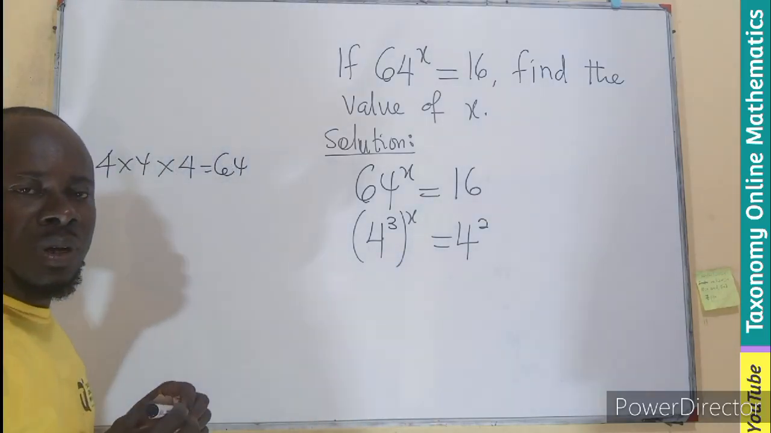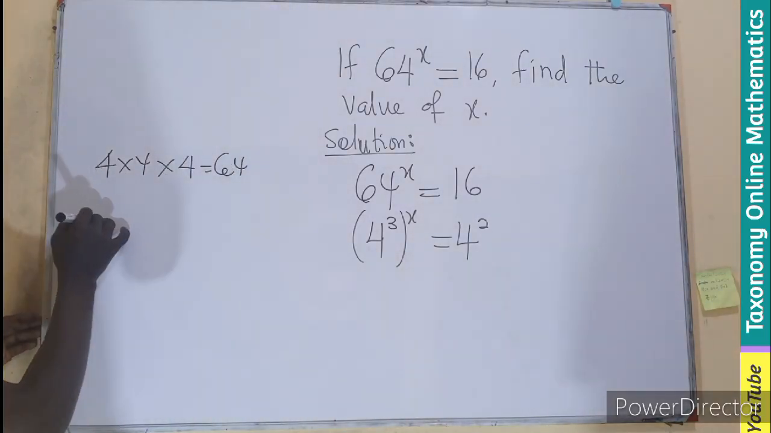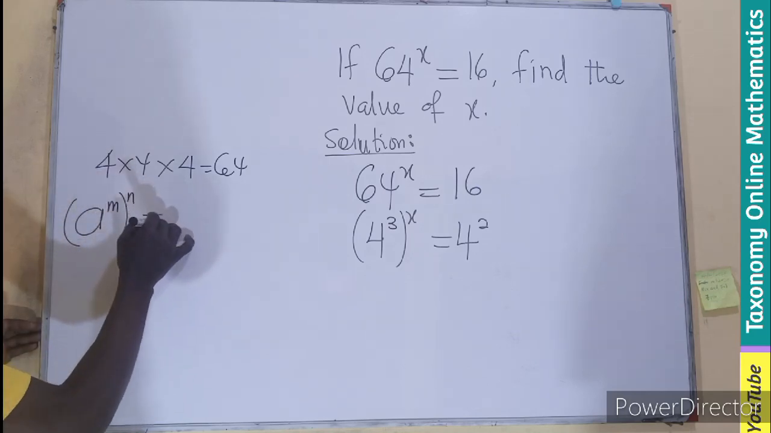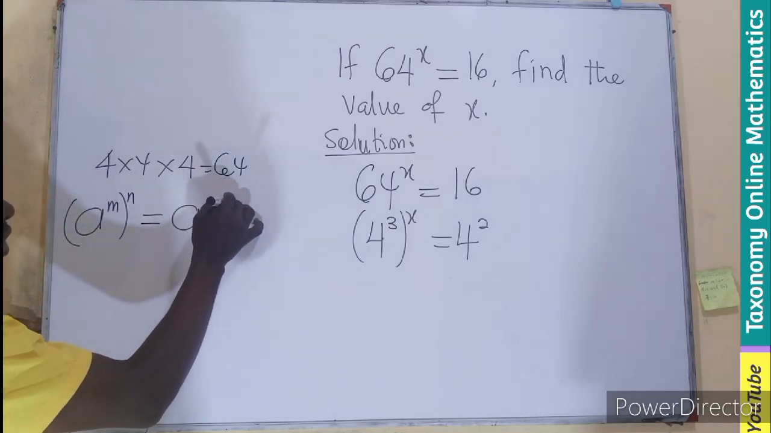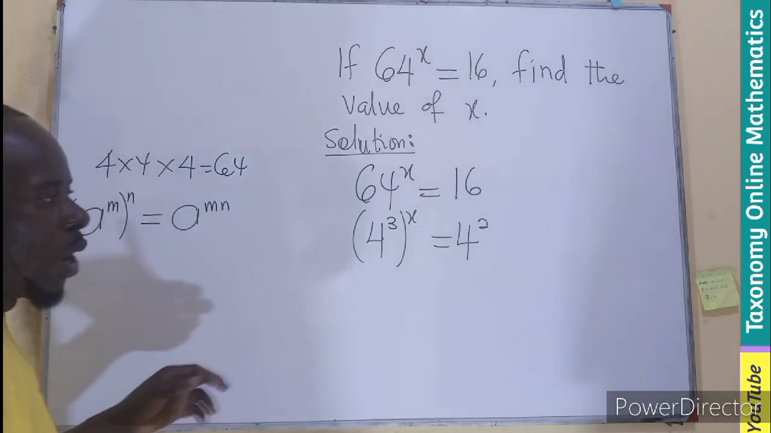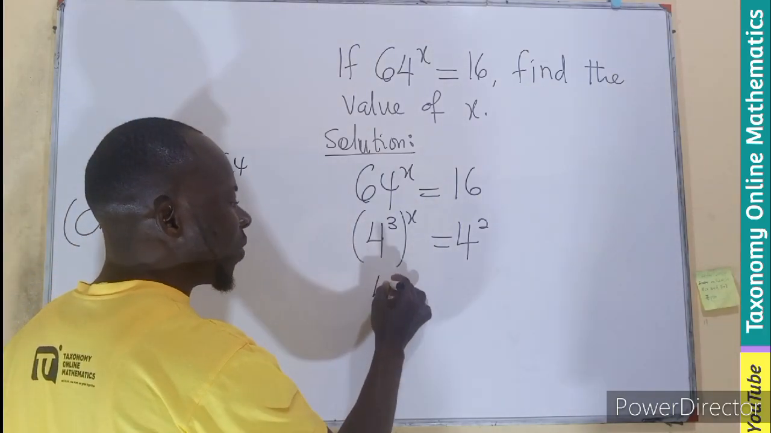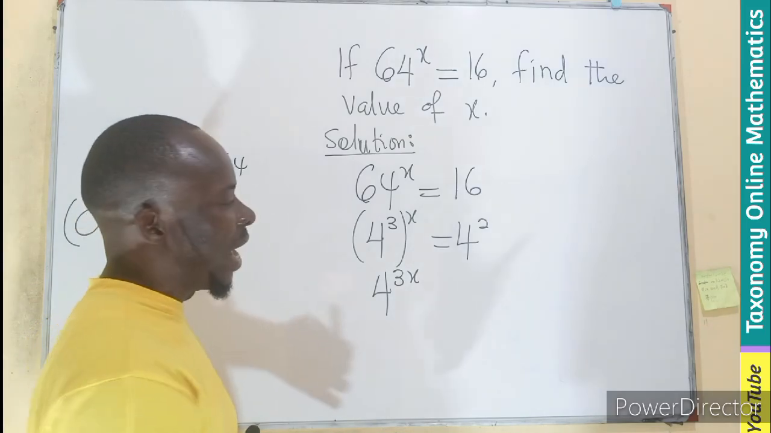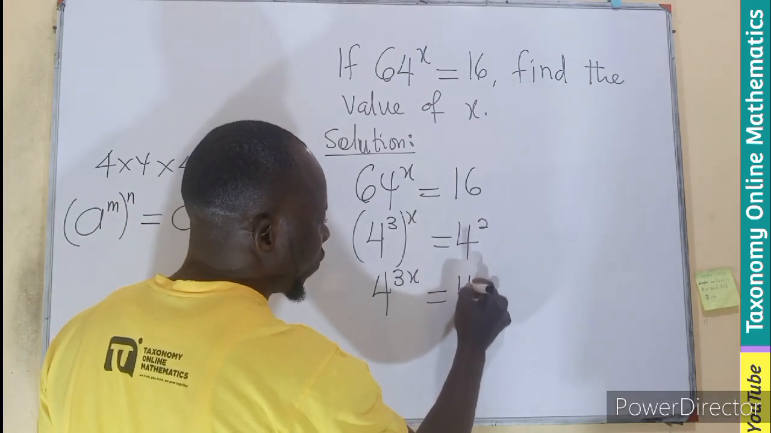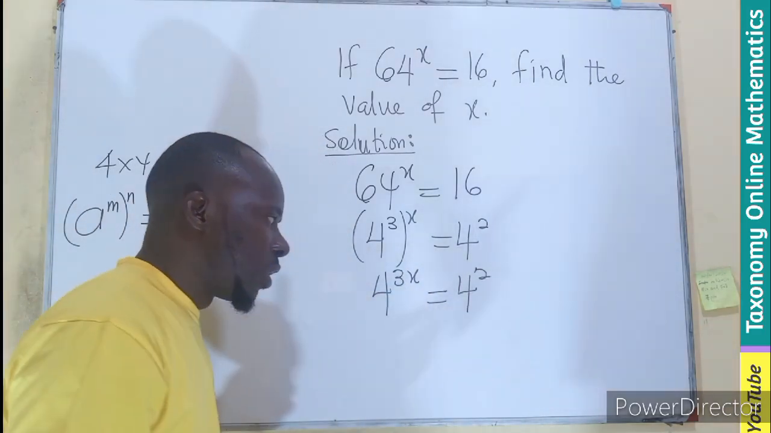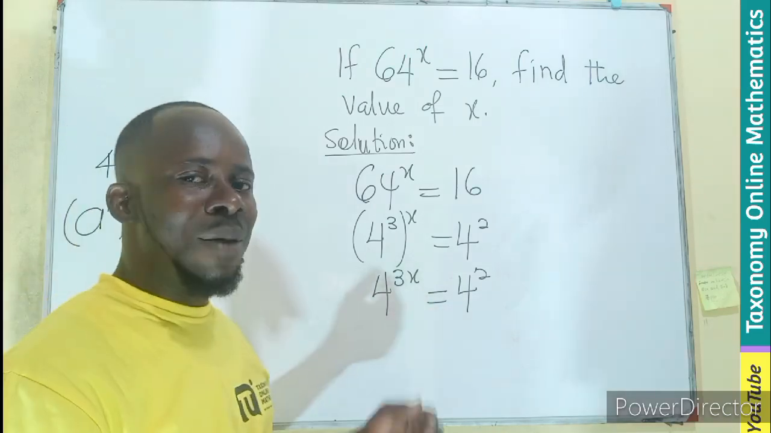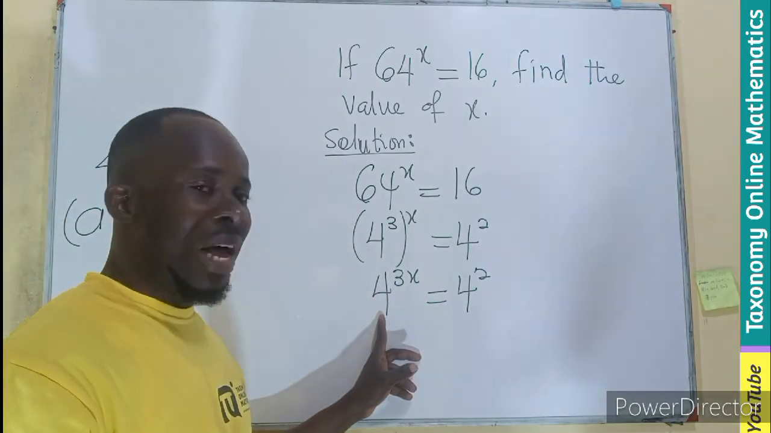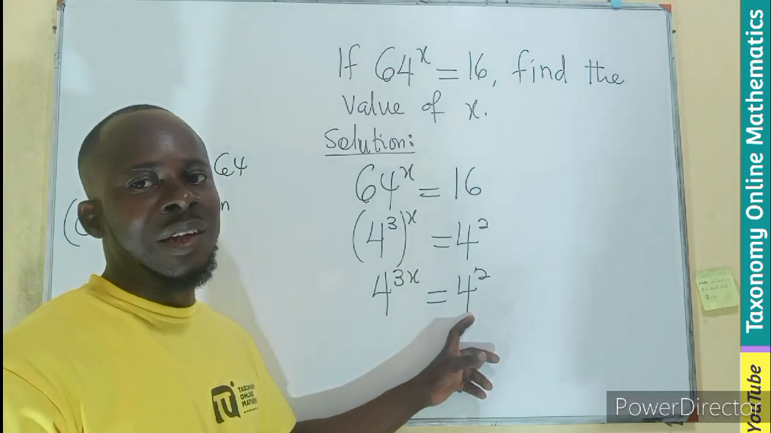2. The law also says that if I have a exponent m raised to the power n, it's just a multiplication of the two powers. So I'll be multiplying these two powers to have 4 exponent 3 times x, that's 3x, equals 4 exponent 2. So as I said in the beginning, the equal sign means that what is on the left is the same as the right. So 4 as the base equals 4 as a base.